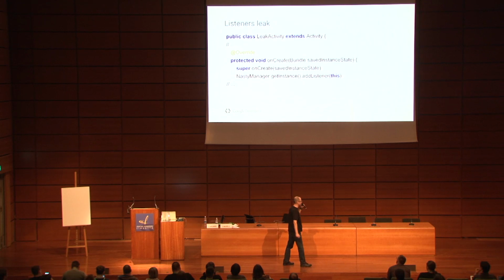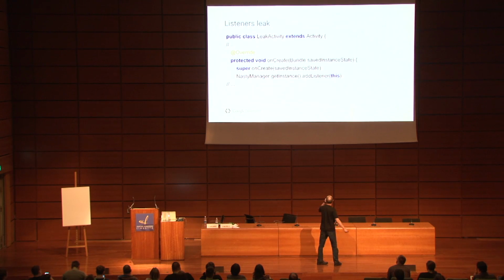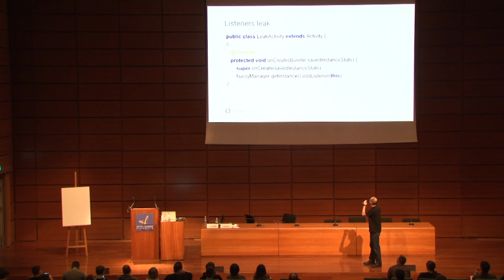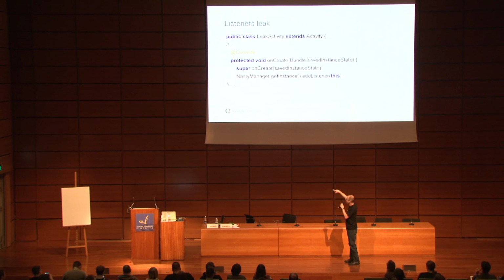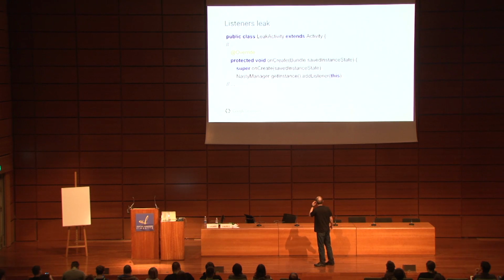And here is a code sample. I guess you should all have seen it. I have written it more than once: a memory leak. So what happens here? Public class LeakActivity extends Activity. In onCreate, we have the lovely NastyManager.getInstance, another reason that singletons are tricky. Then addListener(this). Now, why is it a memory leak?